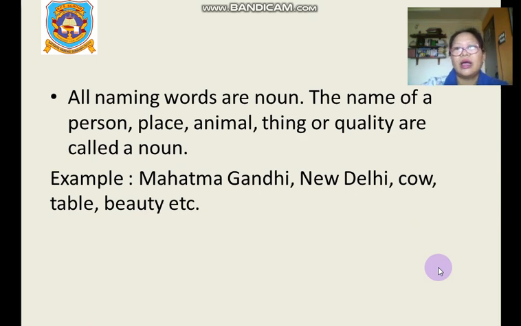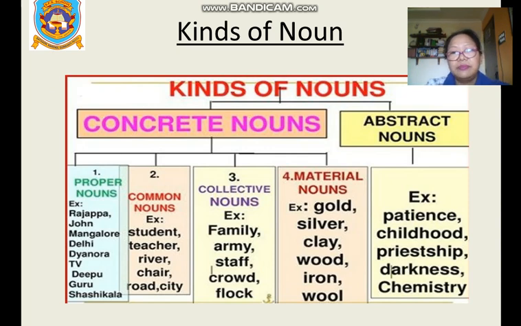Then what are nouns? We have learned this earlier also. We've explained in the previous classes that all the naming words like name of a place or a person, animal, thing or a quality are called noun. The 5 kinds of noun are classified under 2 kinds. Concrete nouns, which you can touch and you can see. Abstract noun, which is a quality which you cannot touch or you cannot see.